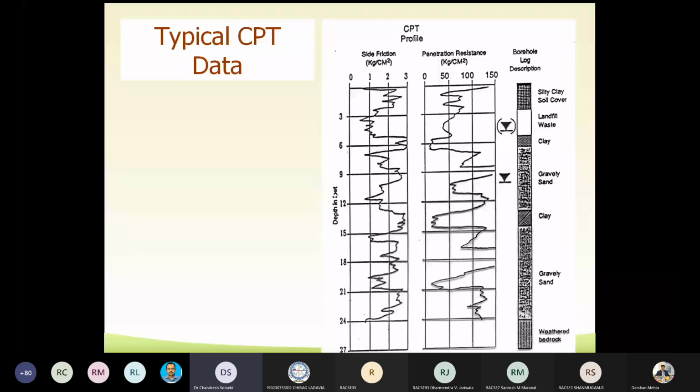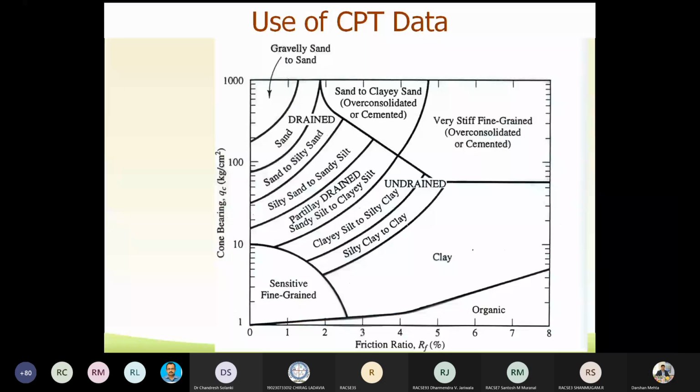Hence, we are required to go for the bore log simultaneously. We need to know the soil types, and accordingly we can interpret the results. Now, what are the soil types? Based on the cone bearing and friction ratio, it can be obtained from this chart. This chart is useful to know the soil types based on the results available from the cone penetration test data.